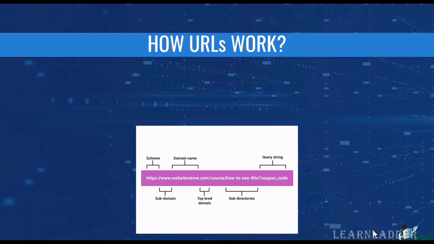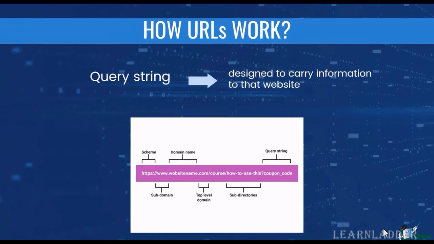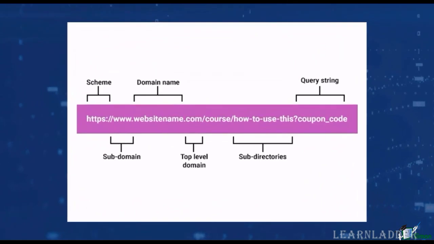Finally, a URL might include query strings designed to carry information to that website. For example, in this example, we have a coupon code. If you're visiting this website for this course, you have a coupon code that provides a discount. When you first visit the site, you're providing that coupon code so they can track it for your session.